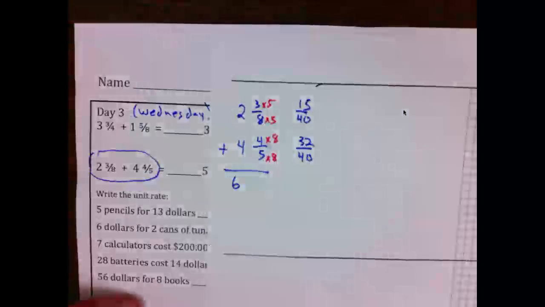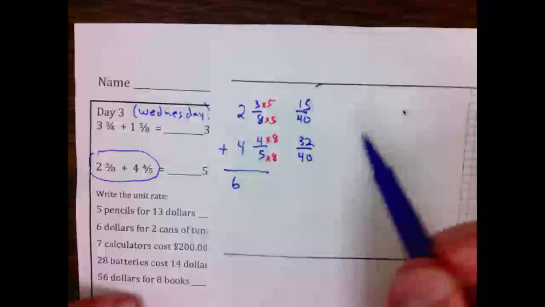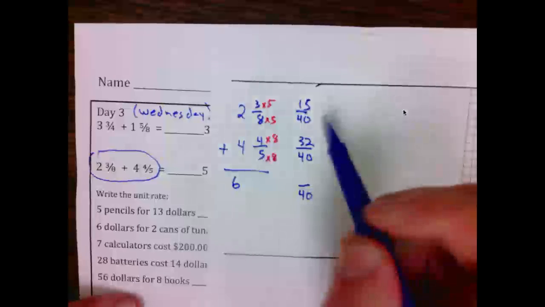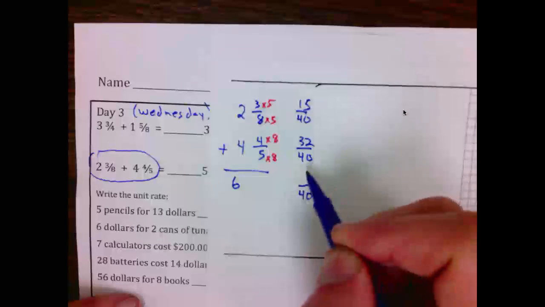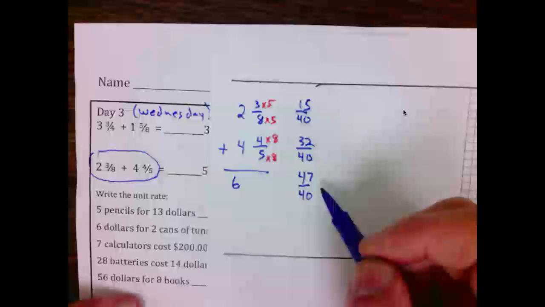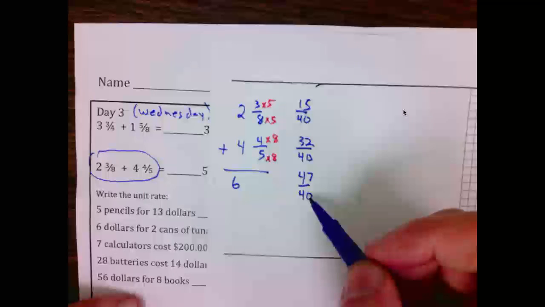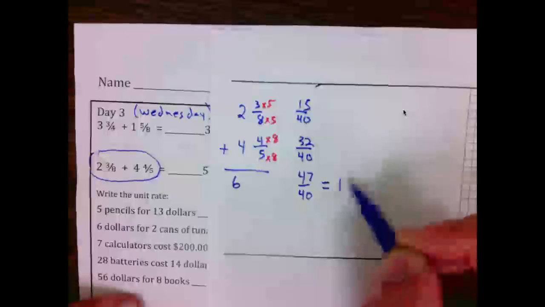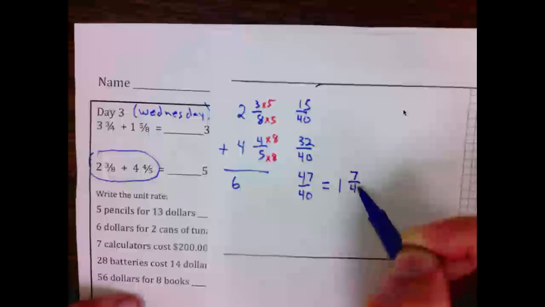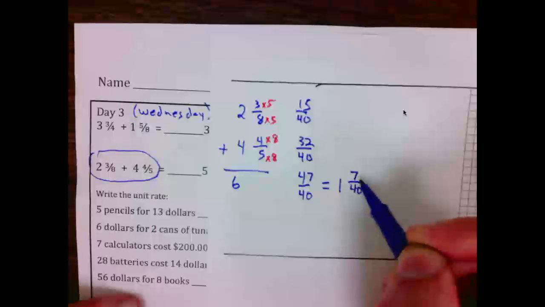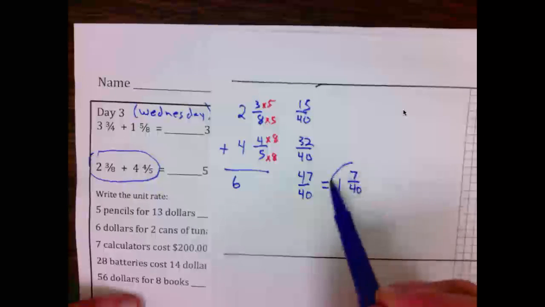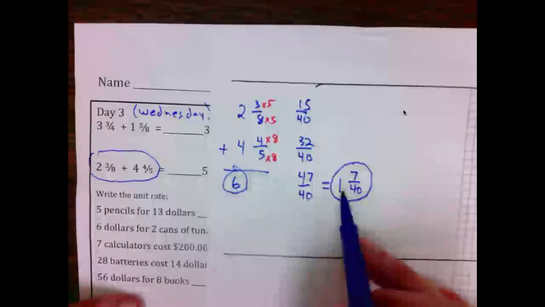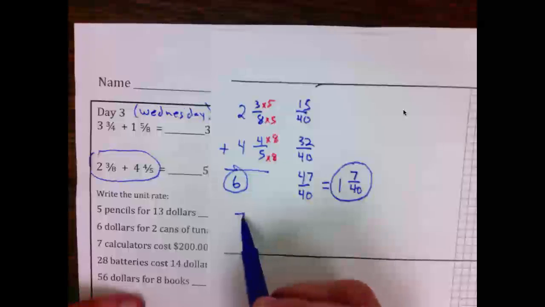Now we are prepared for the fractional part of our sum. The common denominator stays as 40. 15 and 32 is 47. So we have 6 and 47 over 40. Well, this 47 over 40 can be simplified to 1 and 7 over 40. 40 goes into 47 one time with 7 left over. Now we must add 1 and 7 over 40 and 6. Well, that's easy. 6 plus 1 is 7, and then 7 over 40 remains.